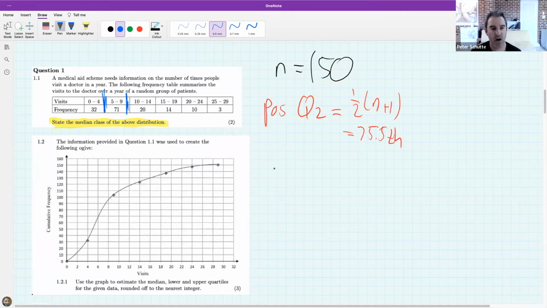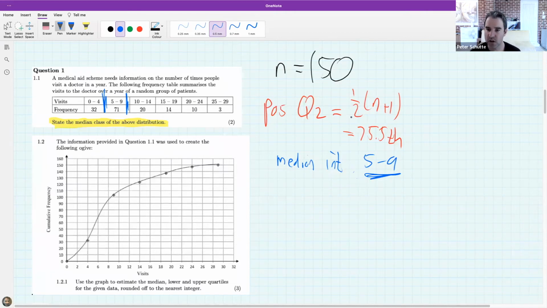And so since they asked for an interval, the median interval would be from 5 to 9. If they wanted you to get an exact estimate, you would just choose the middle of the median interval, but they asked for an interval. So the median interval will be from 5 to 9.